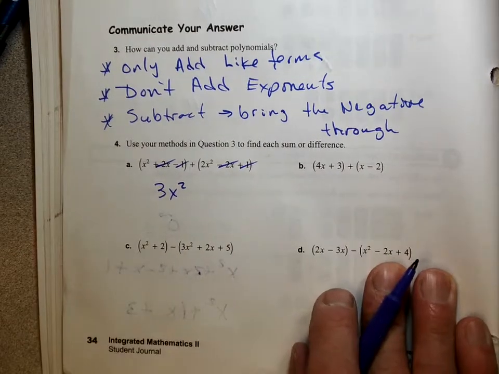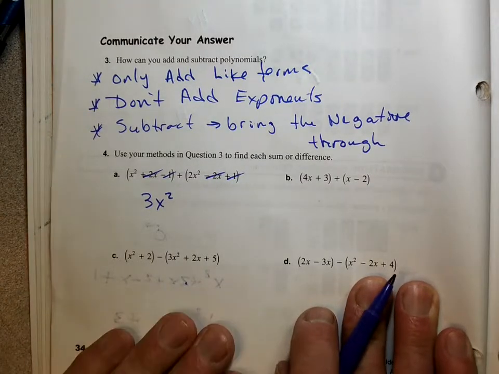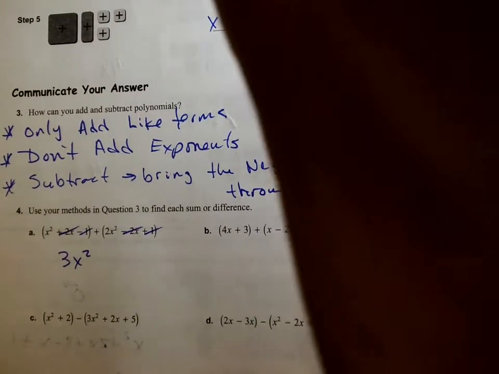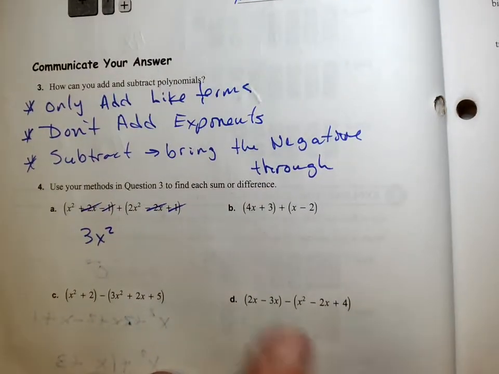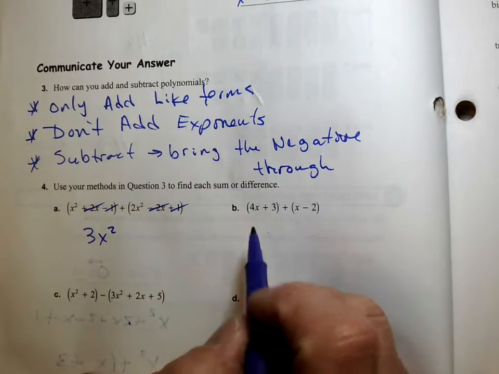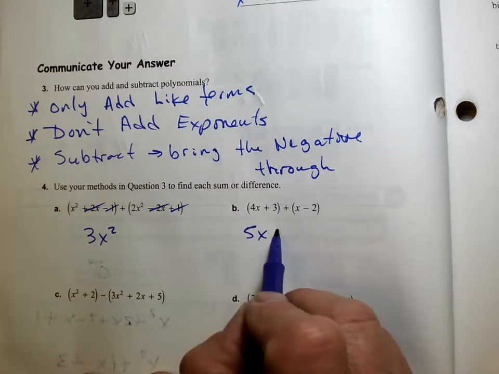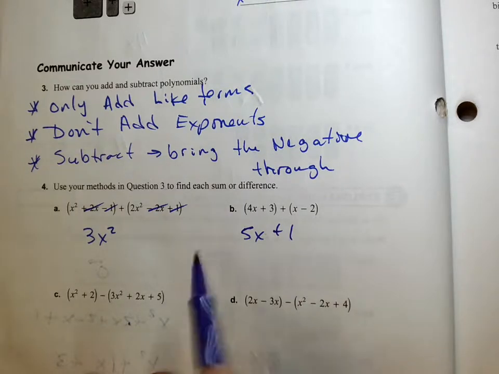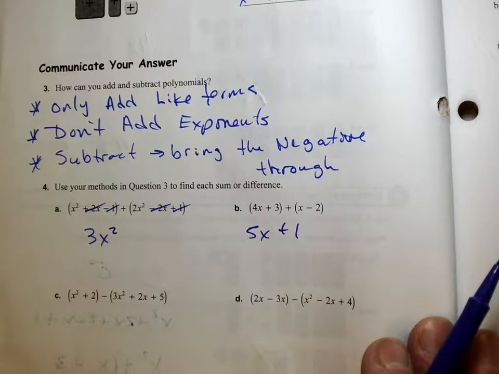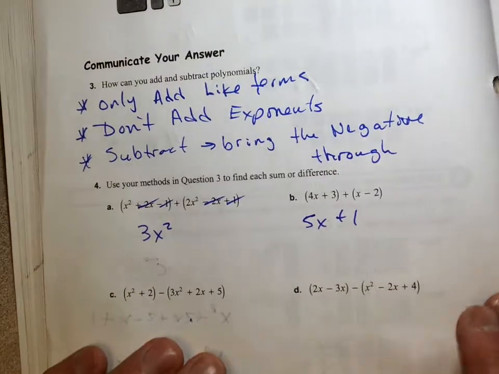Thumbs up, sideways, where you at? Okay, 2 thumbs up, I like that, Katie. Okay, how about number 2? What do you think? I've got a 4x plus an x. What do I get? 5x. Who said plus 1? Sasha said plus 1. Where did Sasha get plus 1 from? Pretty easy? So if they're the same, add them or subtract them. If they're not, don't.